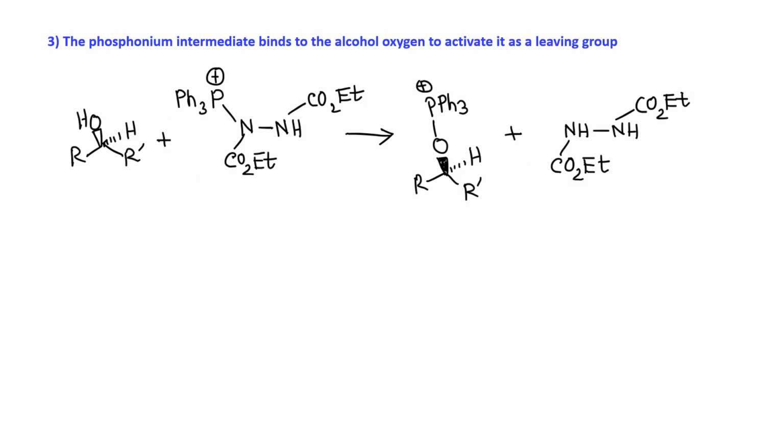The third step is that the phosphonium intermediate binds to the alcohol oxygen. The alcohol oxygen has a lone pair; it will attack this phosphorus and the P-N bond will be broken. You can consider this H as now being on this nitrogen. So we get this type of O-PPh3 bond, and the positive charge is still present.